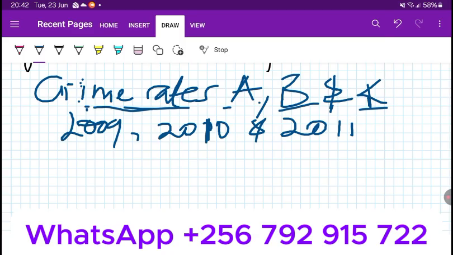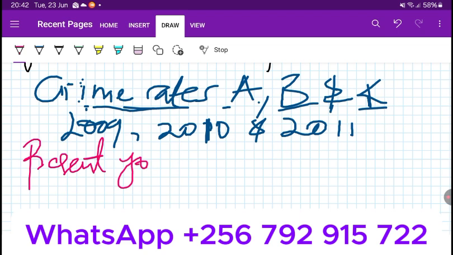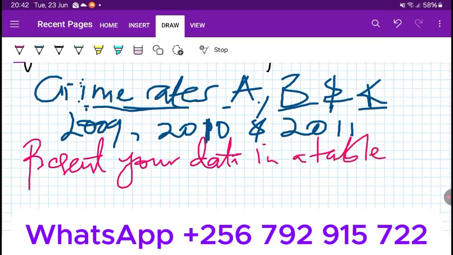So the next step, after identifying the information that may be suitable for us to draw a compound bar chart, is for us to present your data in a table for easy reference.